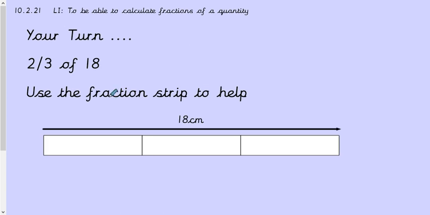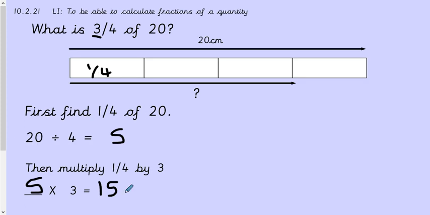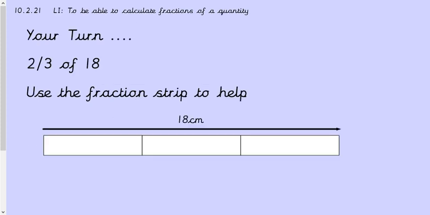Okay, so now it's your time to have a go using the fraction strip to help, or you can just use the abstract method of timesing and dividing. Can you work out 2/3 of 18? Use the fraction strip to help. If not, just use the abstract method. If you're not sure, then stay with me and we'll go through it.